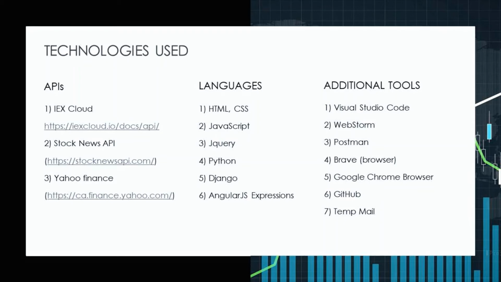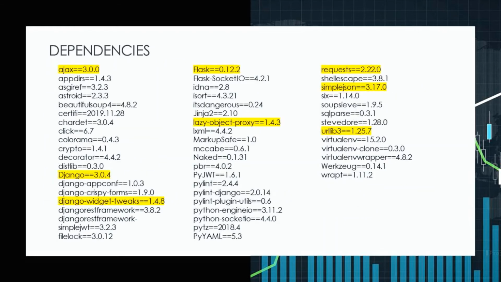I personally like the Brave browser, which is what I use to do the live testing. Google Chrome browser was also used. We used GitHub to host our project, and TempMail was an application. It's a website that was used to obtain temporary email addresses to test the user register login functionality.